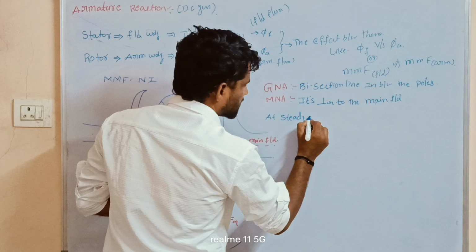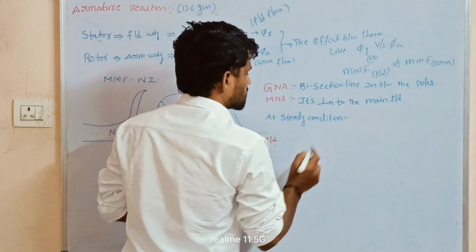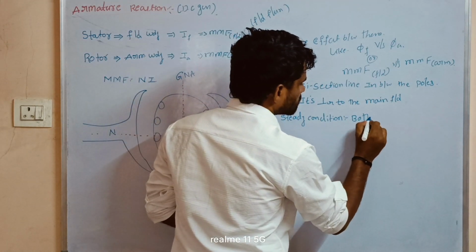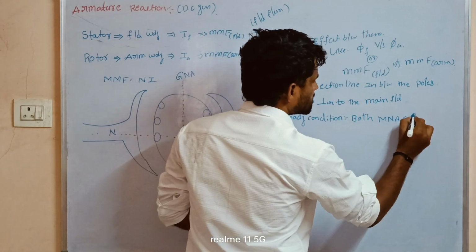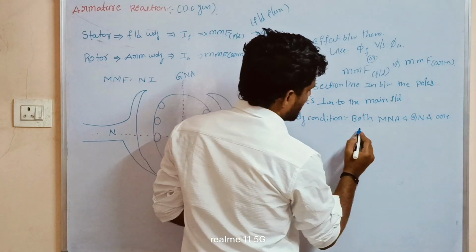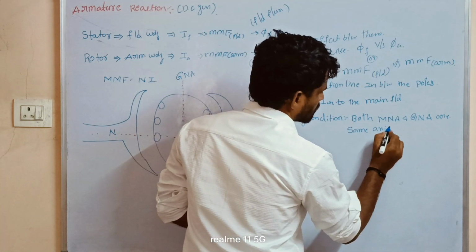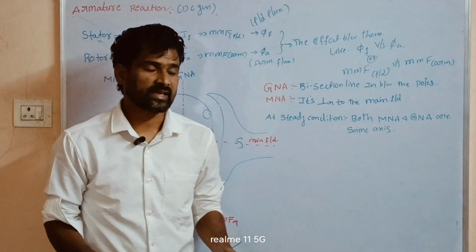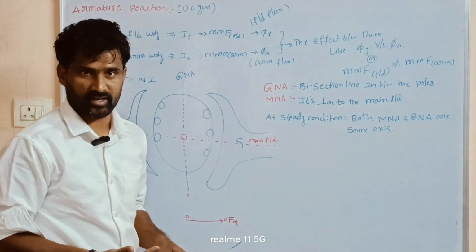Now, initially, nothing, but at steady condition, what happened? Both MNA and GNA are the same axis. Both MNA and GNA are on the same axis at steady condition, nothing but at the period of starting condition.